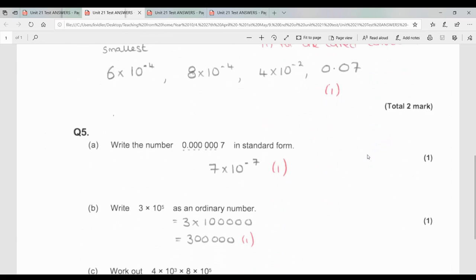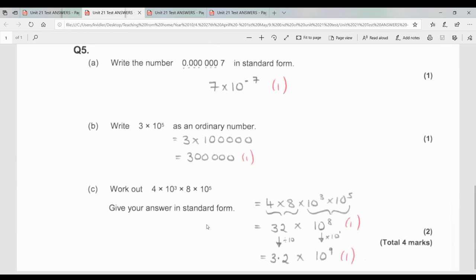Question 5, slightly different. So on this one, you need to rag yourself for just A and B, and then part C separately. So on part A, the quick way is to recognise that we've got 7 zeros in front of the 7 there. Okay, so it's going to be 7 times 10 to the power of -7 for a mark. And then on part B, 10 to the power of 5 is 100,000. If we then multiply that by 3, we get 300,000 for a mark. So remember, you're ragging yourself for A and B together on this one.